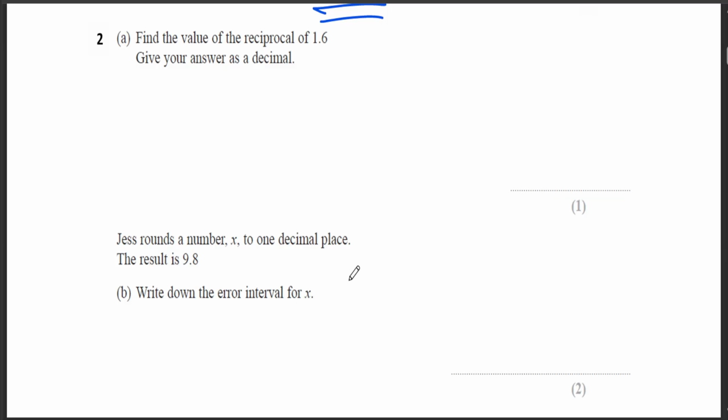Question 2. Find the value of the reciprocal of 1.6. The reciprocal of 1.6 is 1 over 1.6. If you want, you can multiply by 10, which gives you 10 over 16. But why should I do this? Just use the calculator. 1 divided by 1.6 gives you 0.625.